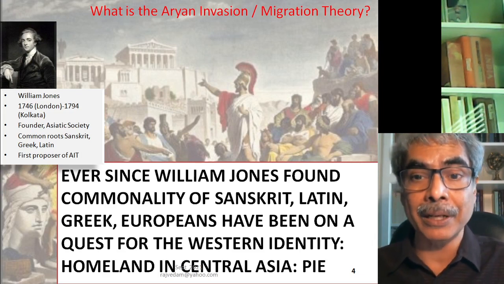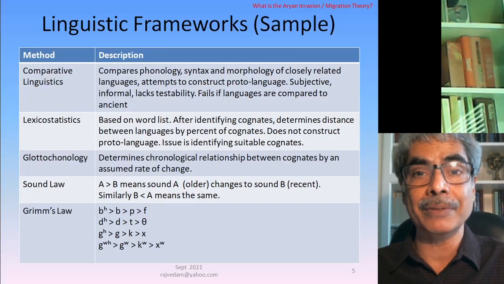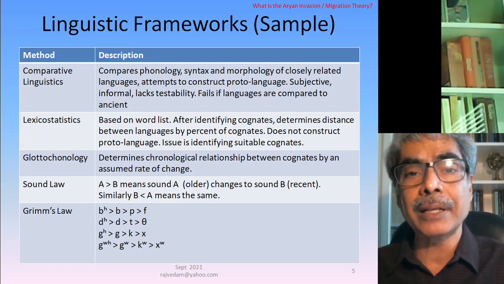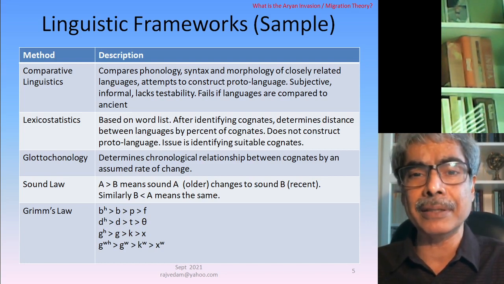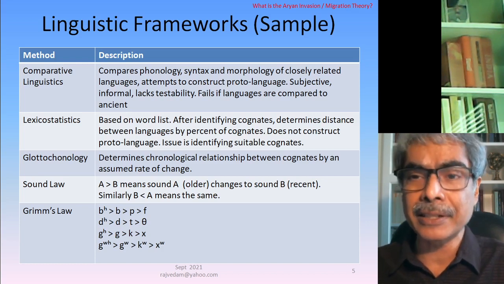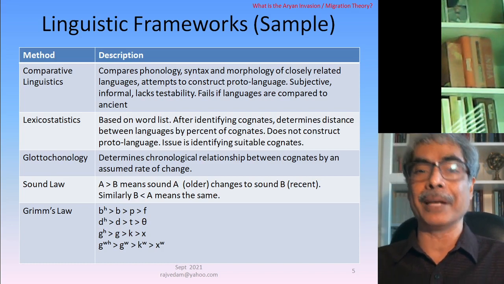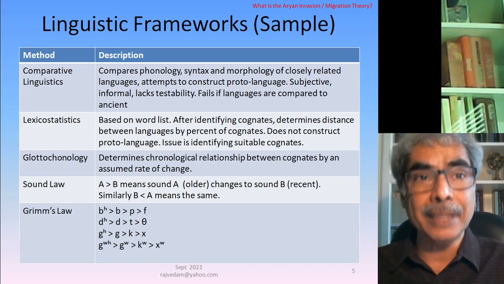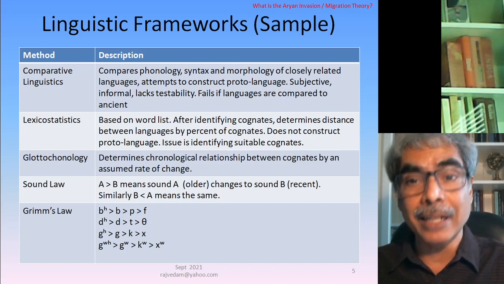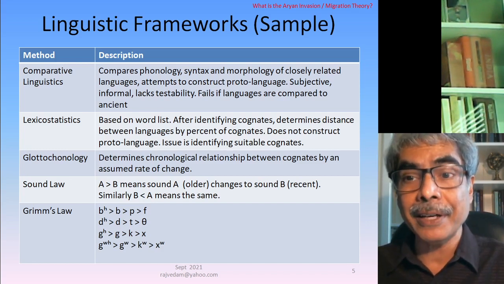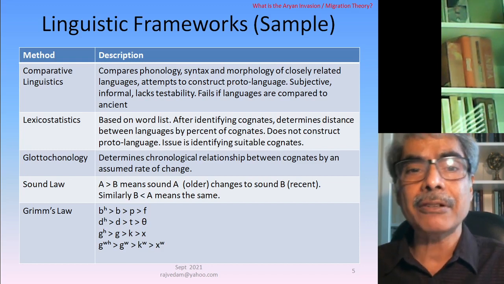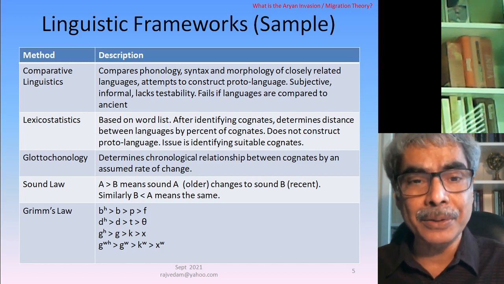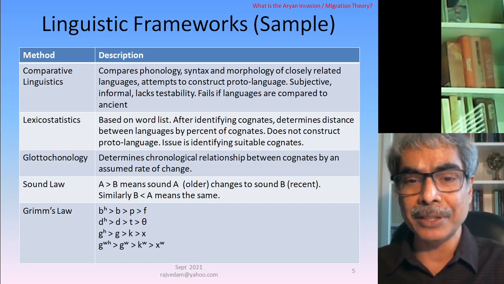So these led to people adopting various mechanisms to address this issue, and one of them obviously was linguistics. Linguistics was born in the 19th century, where they tried to address some of these questions, and one of the greatest developments was something called the comparative method. In this comparative method, they compared the phonology, syntax, and morphology of closely related languages and attempted to reconstruct a proto-language. The issues are that it is subjective, it is informal, and it lacks testability. It also fails if the languages are compared to ancient ones. Other developments have also come about, like lexicostatistics or glottochronology and so on.